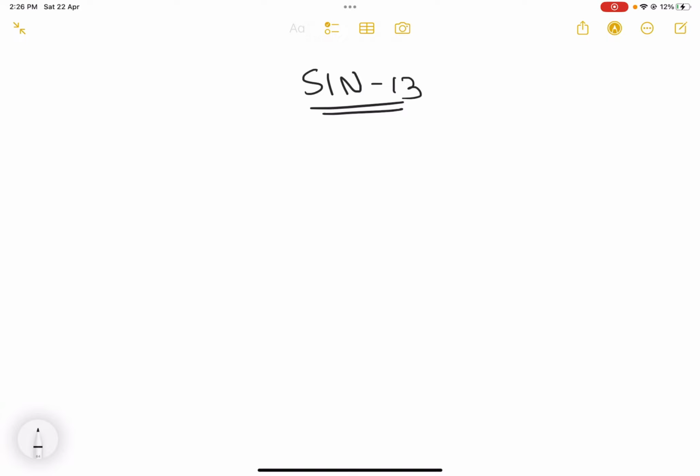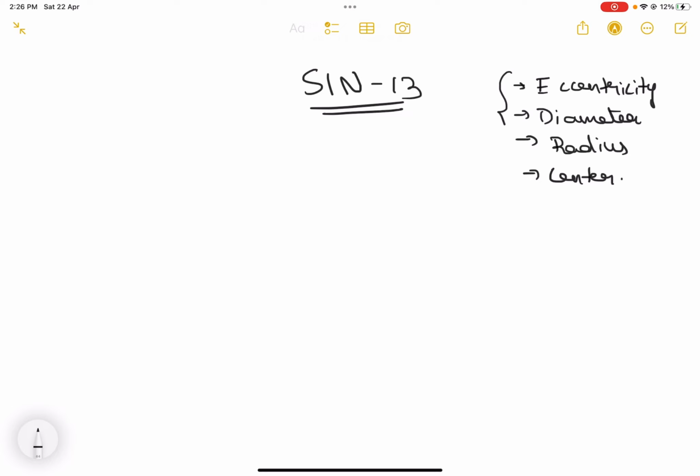So in today's video, we're going to discuss some important concepts in social information networks again. The first one that we will be discussing today is eccentricity. Then we are going to discuss diameter. Then the radius. And then the center. So we are going to discuss these four important concepts in social information networks today.